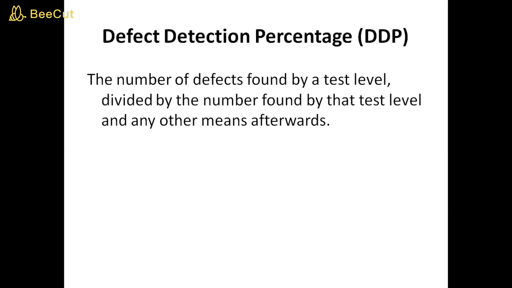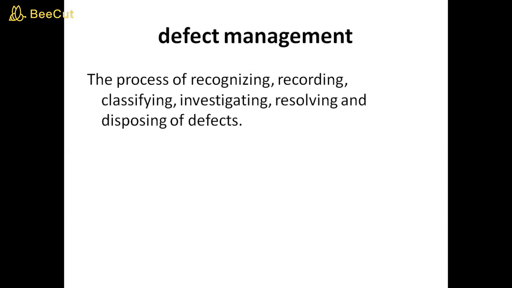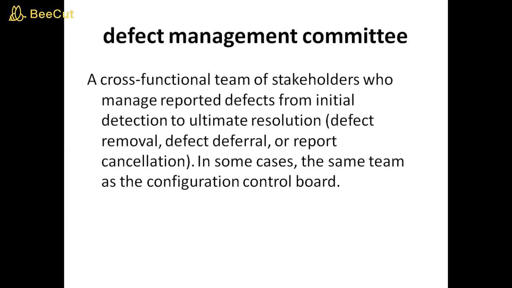Defect detection percentage, DDP. The number of defects found by a test level, divided by the number found by that test level and any other means afterwards. Defect management. The process of recognizing, recording, classifying, investigating, resolving and disposing of defects. Defect Management Committee. A cross-functional team of stakeholders who manage reported defects from initial detection to ultimate resolution. Defect removal, defect deferral, or report cancellation. In some cases, the same team as the configuration control board.